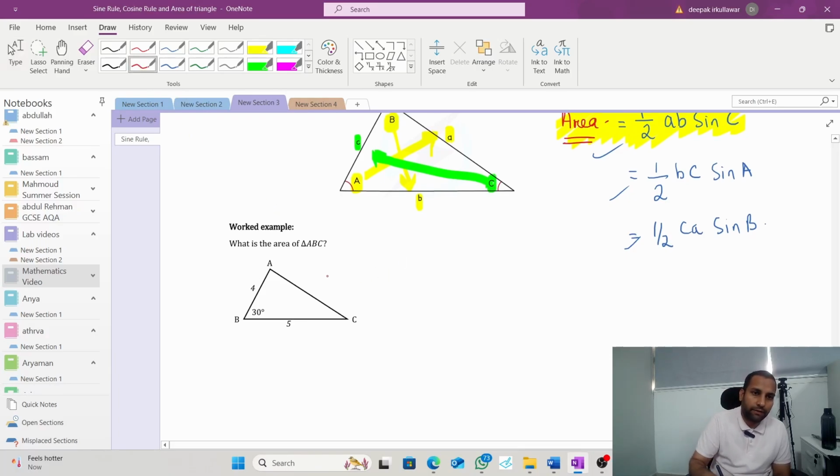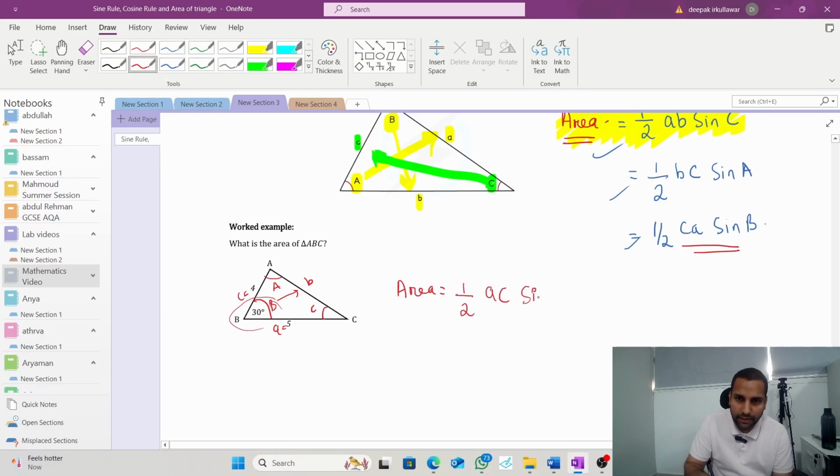Suppose you have a triangle, what is the area of this triangle? Suppose this angle is capital B. So the side opposite to this is small b. Suppose this is capital A, so this would become small a. This is capital C, so this will become small c. What is the area formula? Which one can you use here? Since I have angle B, I can use this formula. So this is half ac sine B.